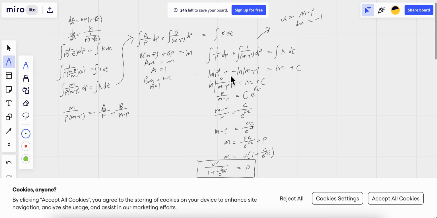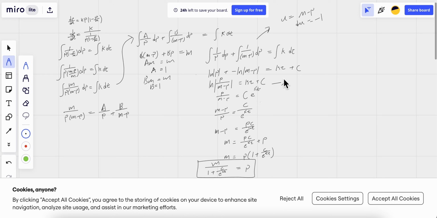And we can use one of the logarithm properties. When you subtract two logs and they have the same base, you can write it as a quotient, and that is ln of P over (M minus P) equals kt plus C. And to get rid of the ln, we can do e raised to the kt plus C. So P over (M minus P) equals C times e to the kt.